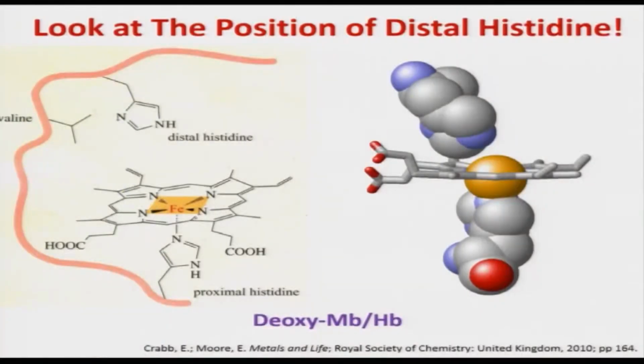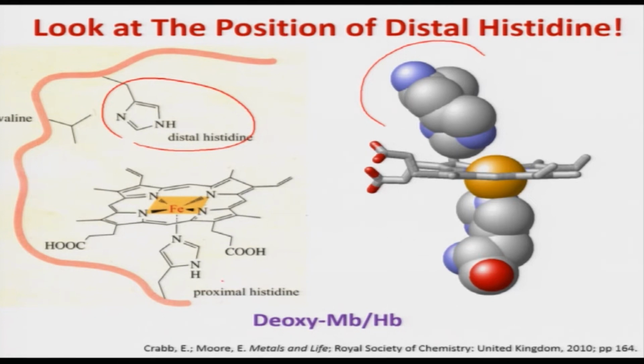Now, let us look at the positions of the distal histidine in hemoglobin and myoglobin. This distal histidine is shown over here, and this space filling model also shows that the iron is ligated with 4 nitrogens of the heme center, and the fifth position is a histidine, which is called the proximal histidine.